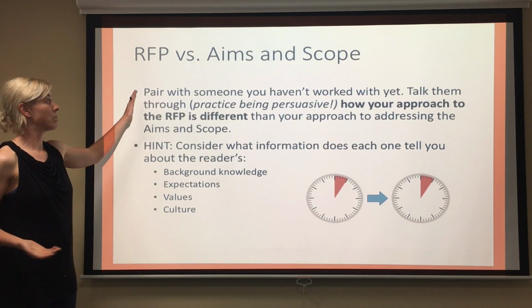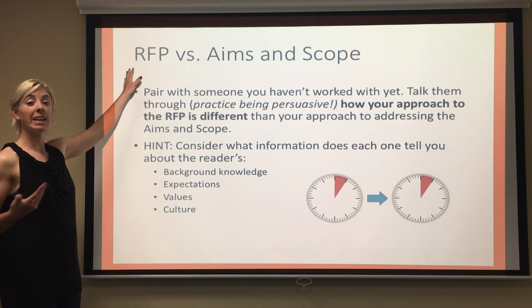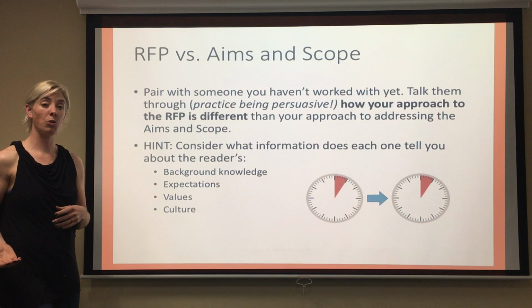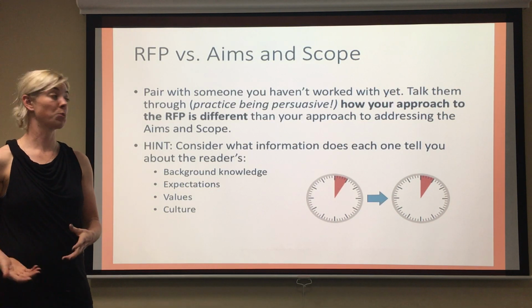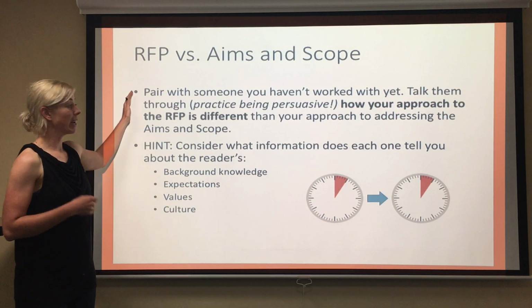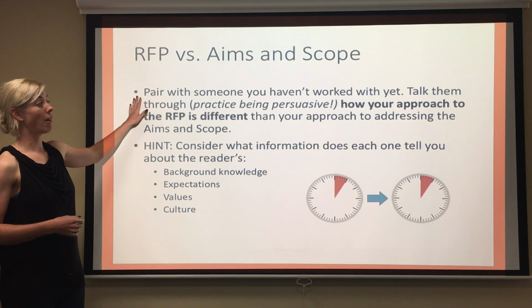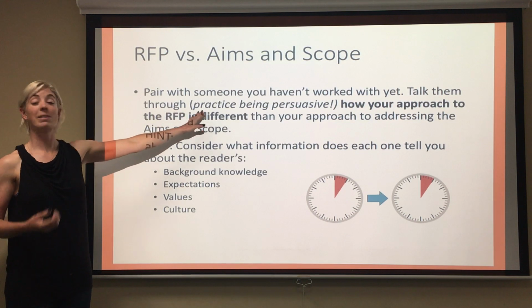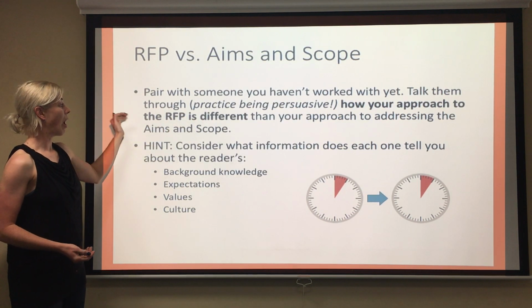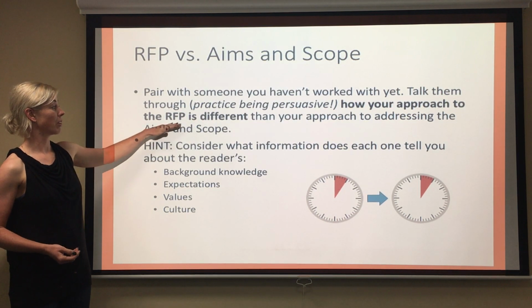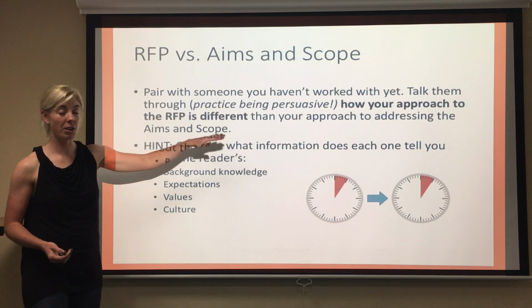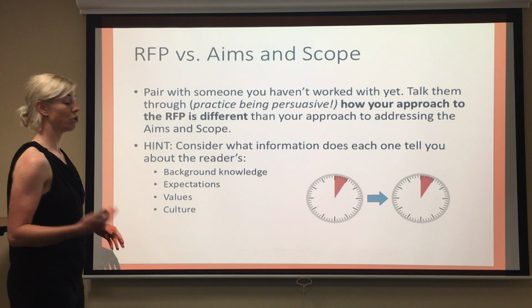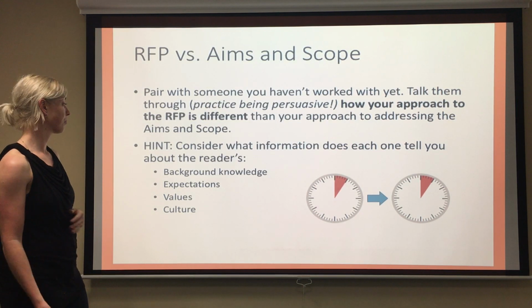So part of your homework was to find and analyze an RFP and compare it to the aims and scope that you pulled out for a target journal from last week. So what I'd like you to do now is pair with someone you haven't worked with yet and talk them through, practice being persuasive, how your approach to answering the RFP is different than your approach to addressing the aims and scope when you're submitting your journal article.